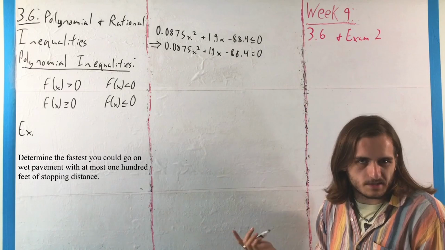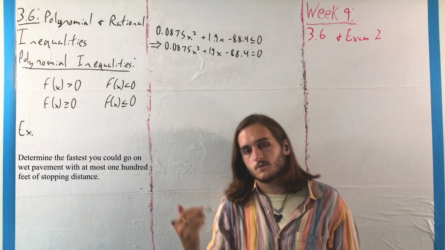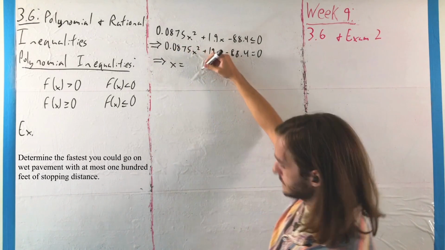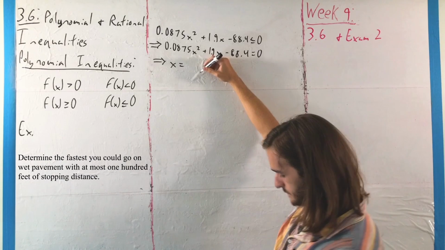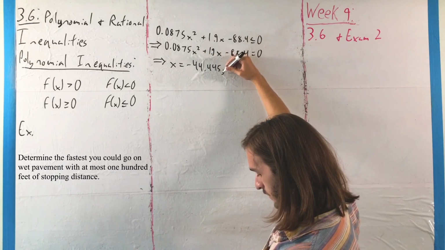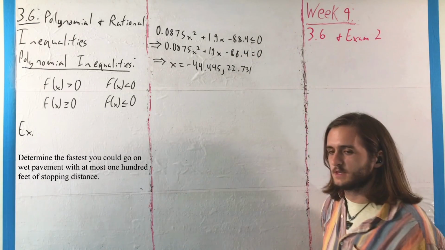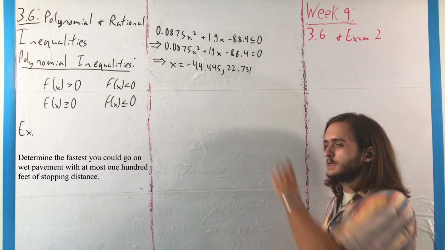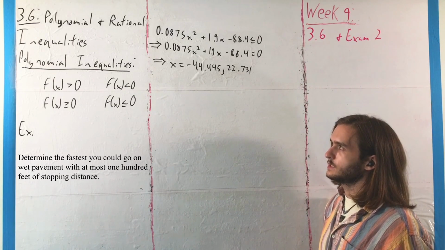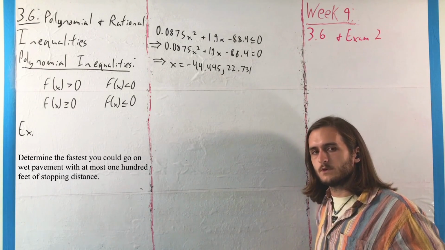I'm not going to write that all out here because it's clunky, and hopefully you recognize that and can plug that in for yourselves, where what you'd end up with is something like x is equal to negative 44.445 or 22.731, where in this case we are specifically talking about potential speeds that a car can go. So it really doesn't make sense to consider a speed of negative 44 miles per hour, at least not in the context we're viewing it here.